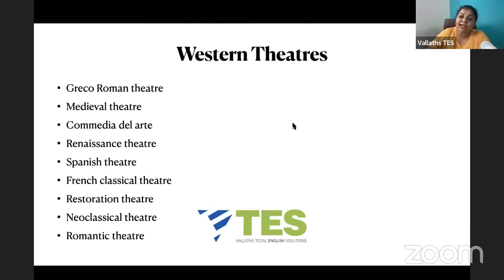There was Leicester's men that turned into Lord Chamberlain's men and Stranger's men. Then Lord Chamberlain's men, then Queen's men. These are the acting troupes associated with Shakespeare. The first permanent playhouse in Renaissance theater is the Theatre. Then Blackfriars, Globe. Before that, Rose, Curtain, Swan. These are all theaters. You should do a little bit of Google search on Renaissance theaters and Elizabethan theaters.